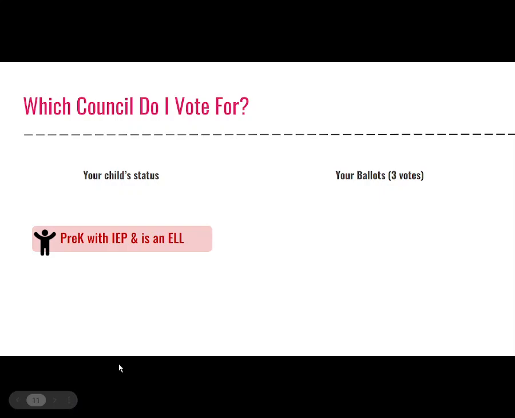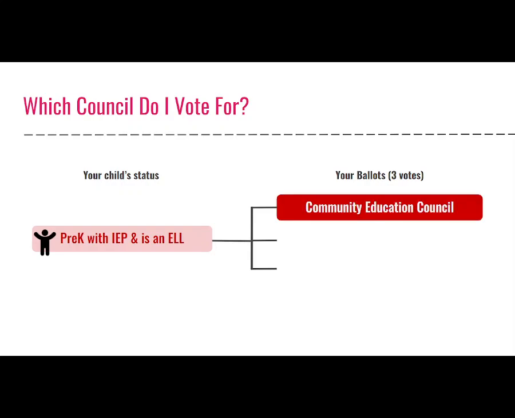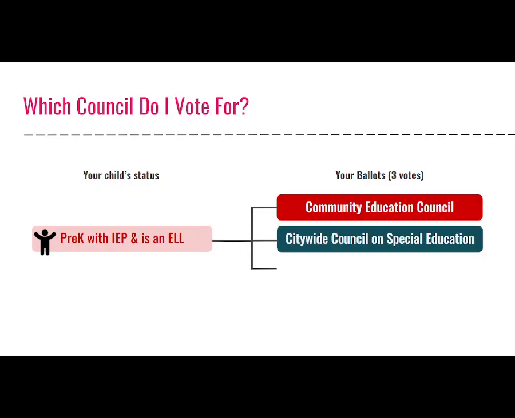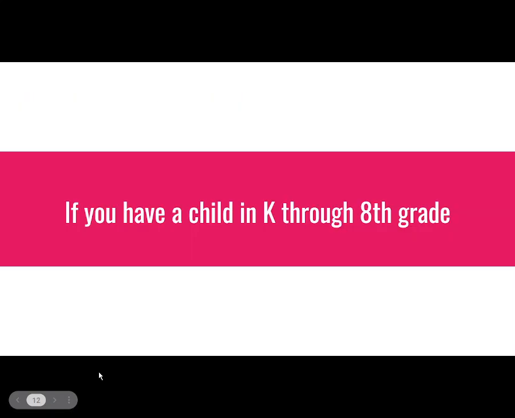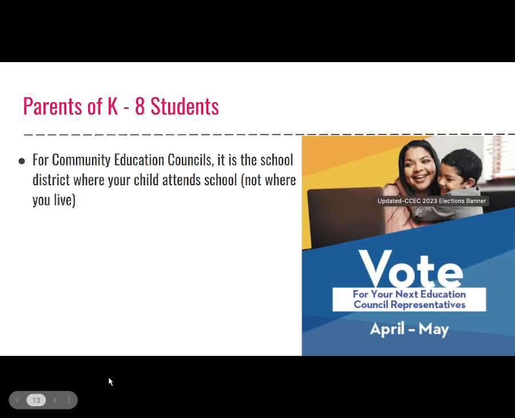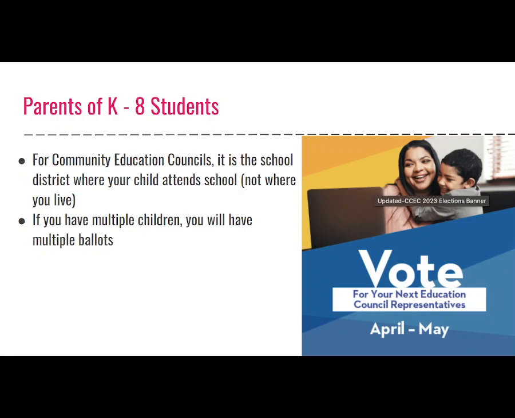Which council do I vote for? If your pre-K student has an IEP and is an English language learner, you will vote for the Community Education Council, Citywide Council on Special Education, and Citywide Council on English Language Learners. If you have a child in K through 8th grade, you will vote for community education councils for the district where your child attends school, not where you live.